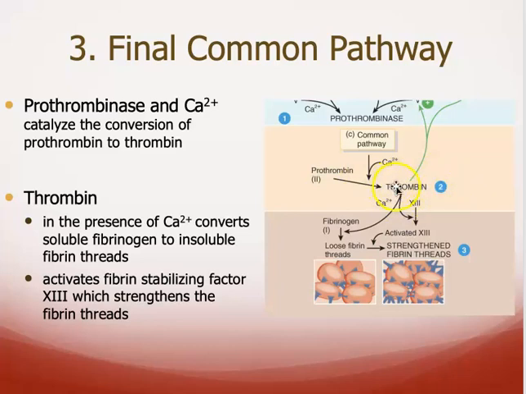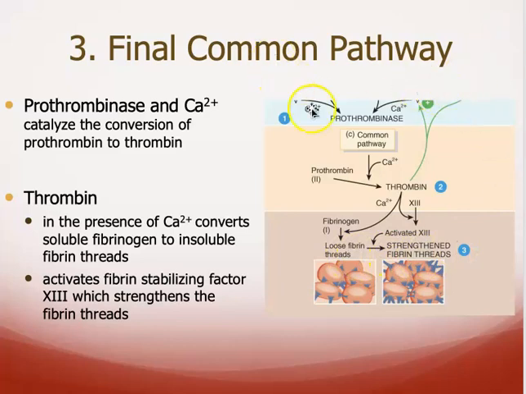Okay, and then thrombin, again in the presence of calcium, will convert fibrinogen into fibrin. So fibrinogen, that O-gen, just take that off. So fibrinogen will generate fibrin threads. And then thrombin will also go on to activate factor 13, which helps strengthen those fibrin threads. So not only do you have the threads, but you make them much stronger.